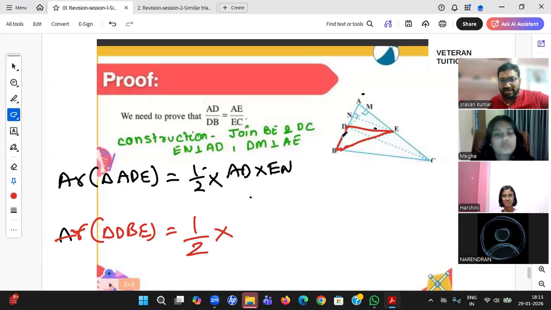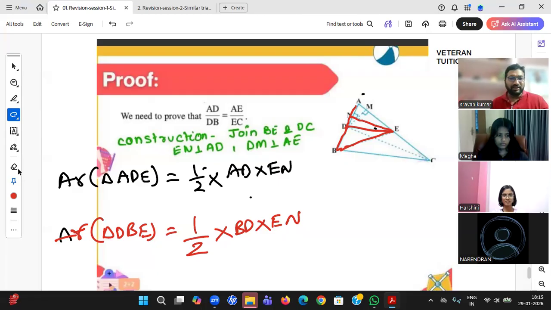Very good. You see, student, it's an obtuse angle triangle. When you bring it outside like this, you see the angle is more than 90. For an obtuse angle triangle, you need to extend this side so that the 90 degrees will fall on it. So we are extending BD and 90 degrees is lying on it. So half into base is BD and height is EN. That's all.